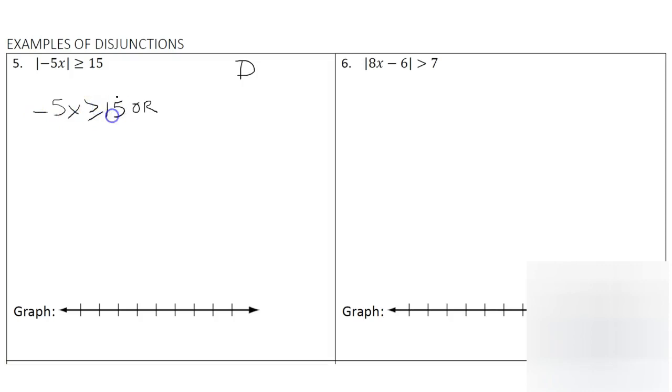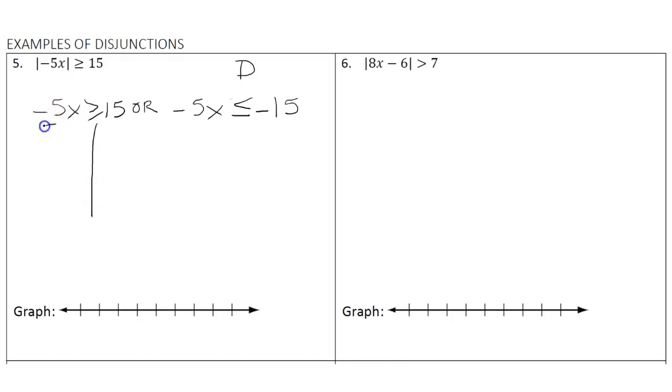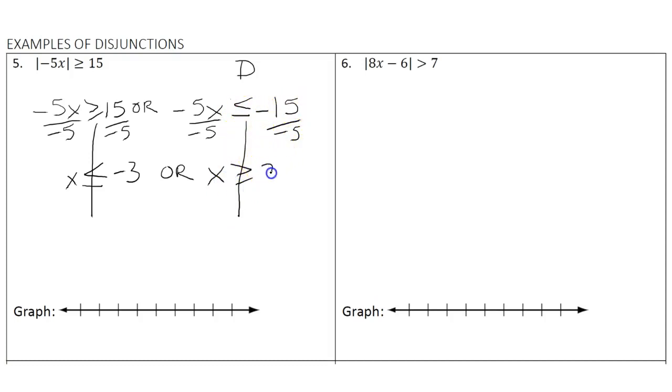On the right side, write the negative 5x again, but this time it should be less than or equal to negative 15. Now solve both inequalities. On the left, divide by negative 5. This will reverse the inequality, giving us x is less than or equal to negative 3. Divide again by negative 5 and reverse the inequality, giving us x is greater than or equal to positive 3.